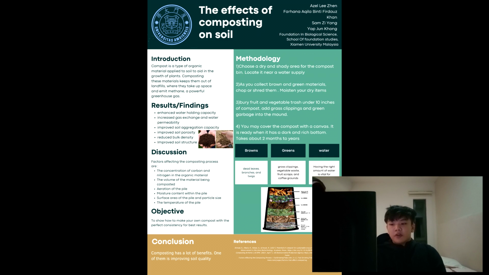Secondly, the volume of the material being composted. As you all know, it will make a big difference because much more surface area means that it will have a larger volume, which will allow it to decompose much more quickly and efficiently compared to the one with less surface area, which means it has less volume, so it has less space to work on.